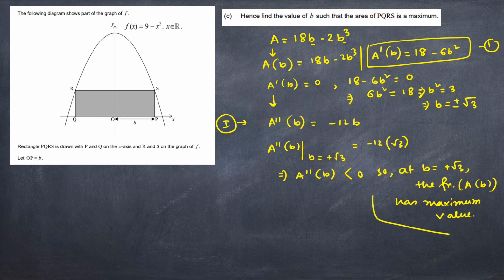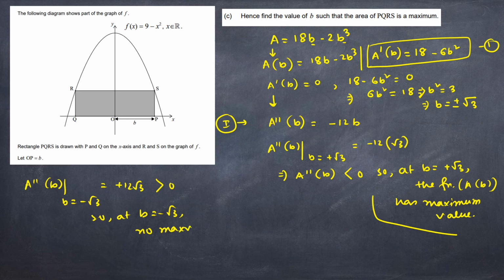This we have deduced. Now one more part we have, just check this also. The double derivative at b equals minus root 3 will be plus 12 root 3. So this is greater than 0. So at b equals minus root 3, no max value of AB we will get.